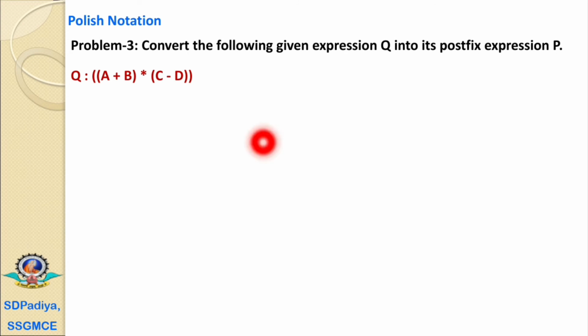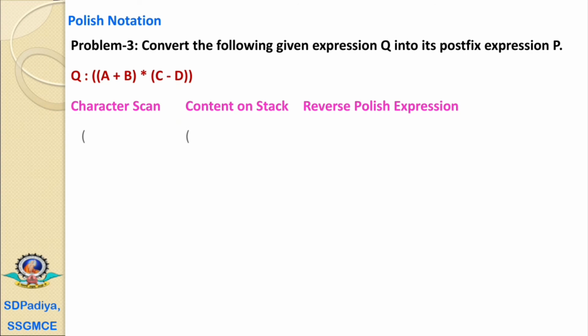Similarly, we can convert the given expression into the postfix expression for the third problem, that is A plus B into in bracket C minus D. We scan the first element, that is an open parenthesis, that's what we have written on the stack. Second is again an open parenthesis, we have written it on the stack. Next is A, that is an operand, we have written it on the stack. Next is plus, that is an operator, that's why first we have to pull the content, that is this operand, from the stack to the expression. Next is capital B, it is an operand, that's why we have written it on the stack.